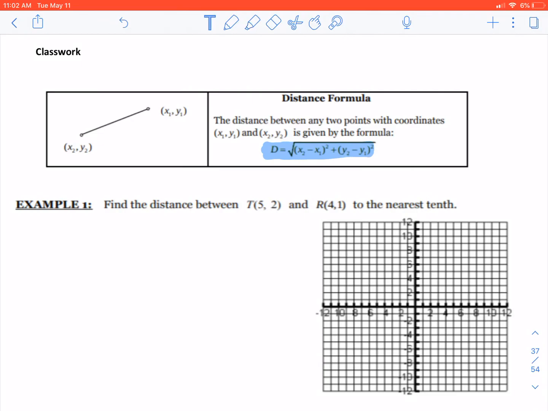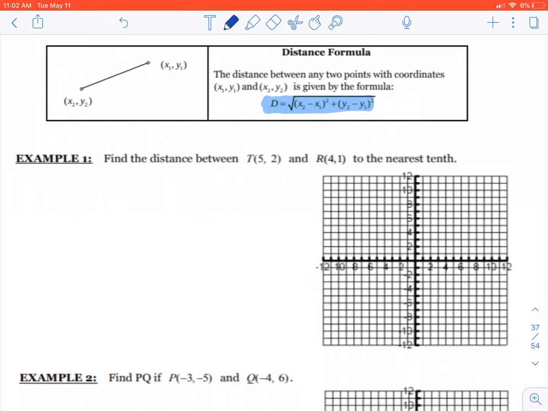We have 2 points. T is (5, 2), and R is (4, 1). So we're going to find the distance between the two. So I'm going to graph those. I'm going to go to (5, 2), put a dot, and (4, 1). Okay, that's a very short line. So there's my line. I want to note the distance. All right, so you could use the Pythagorean theorem for this, but I want you to use the distance formula just to practice for this whole lesson.